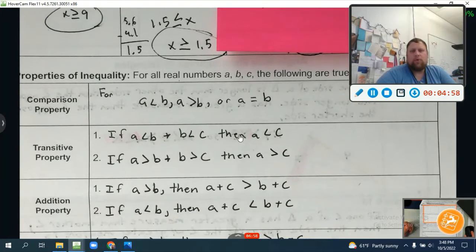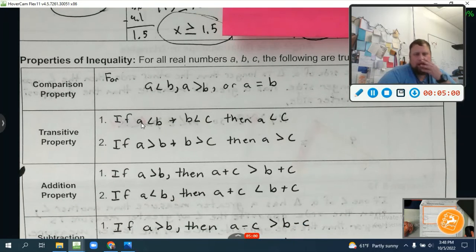So with that in mind, the transitive property says if A is less than B and B is less than C, then we can conclude that A is less than C. In the same way, if A is greater than B and B is greater than C, then A is greater than C. Going to the addition property, if A is greater than B, then A plus C is greater than B plus C. In other words, if I add the same number to both sides, the A side is still bigger than the B side.